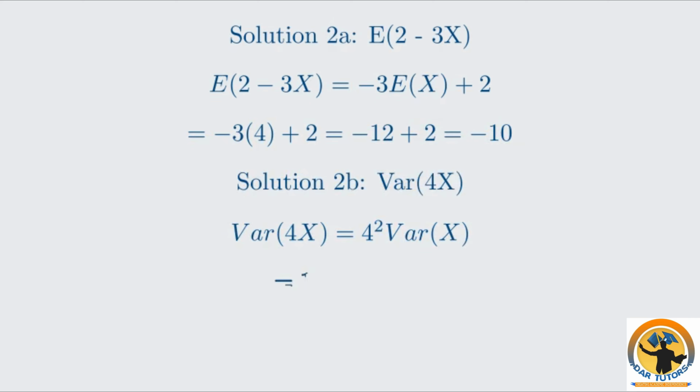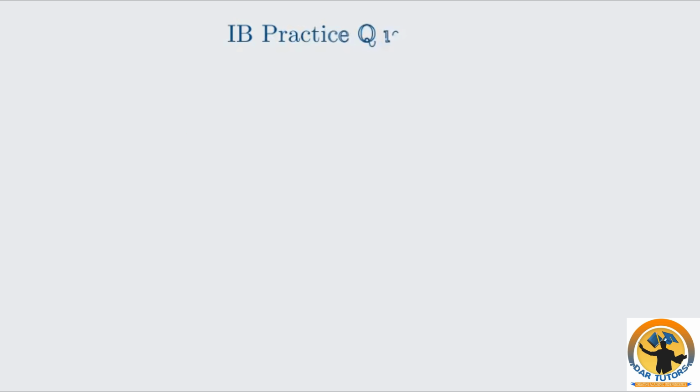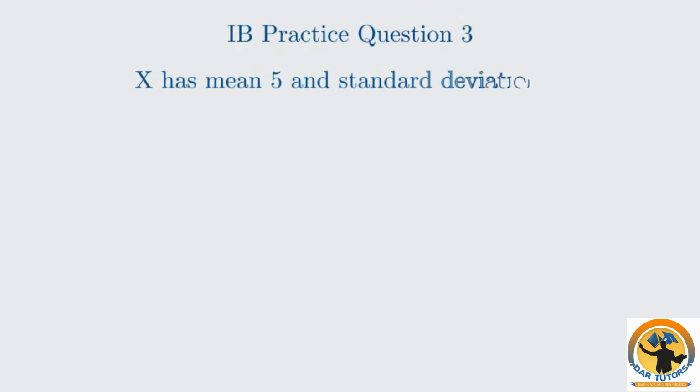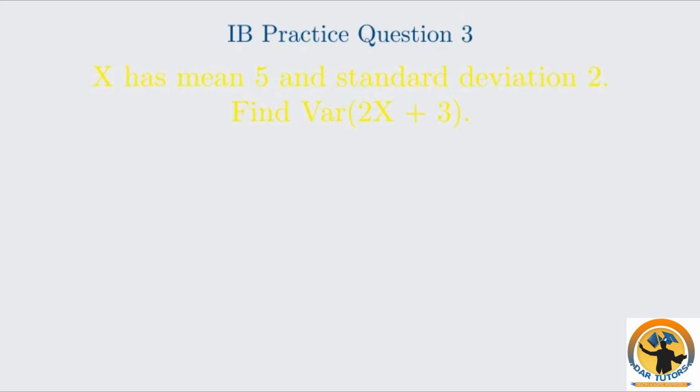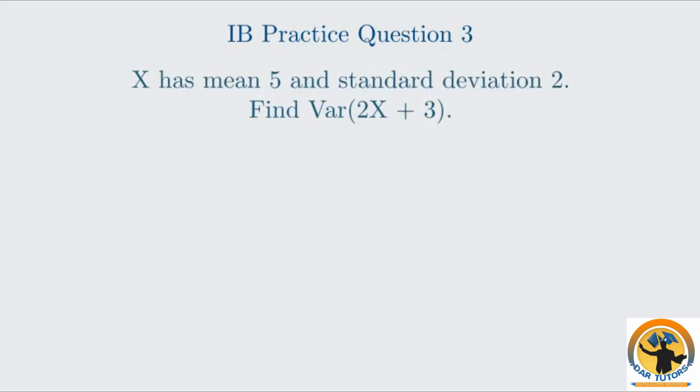We substitute the given variance of 9, so we have 16 times 9, which equals 144. The variance is 144. Question 3. A random variable X has mean 5 and standard deviation 2. Find Var(2X + 3). Be careful with the standard deviation. See if you can convert it to the variance needed for the formula.